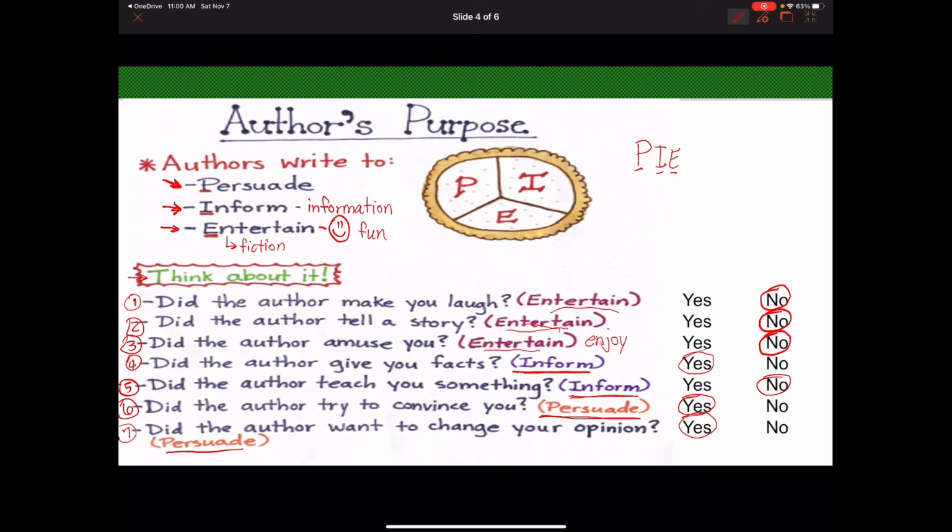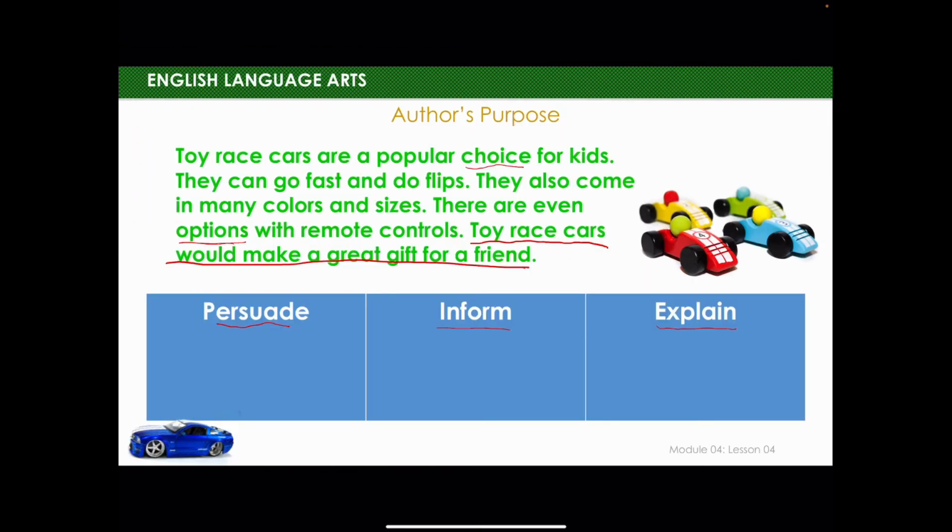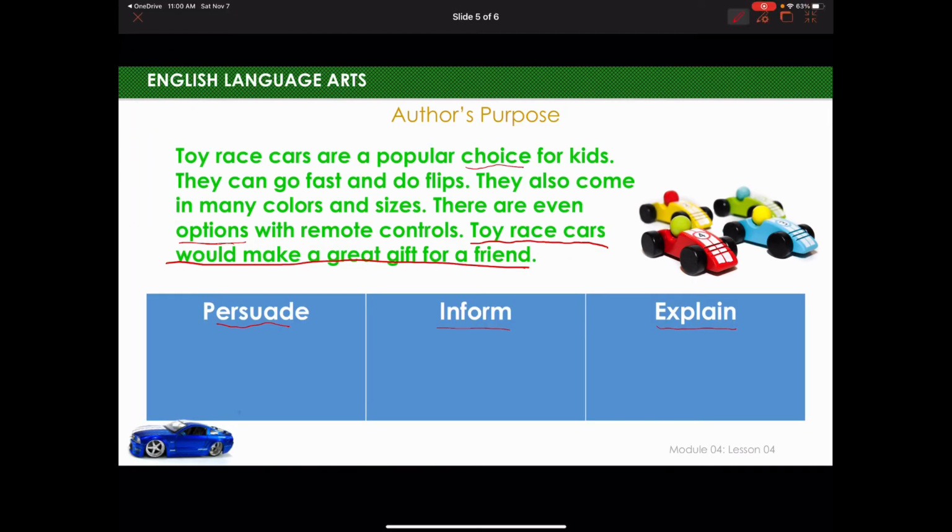So if I look at the questions that I said yes to, one of them supported the idea that the author was trying to inform us, but two of them supported the idea that the author was trying to persuade. So, because I answered more questions with yes for persuading, I think that is what the author was trying to do. So the author was trying to persuade me.